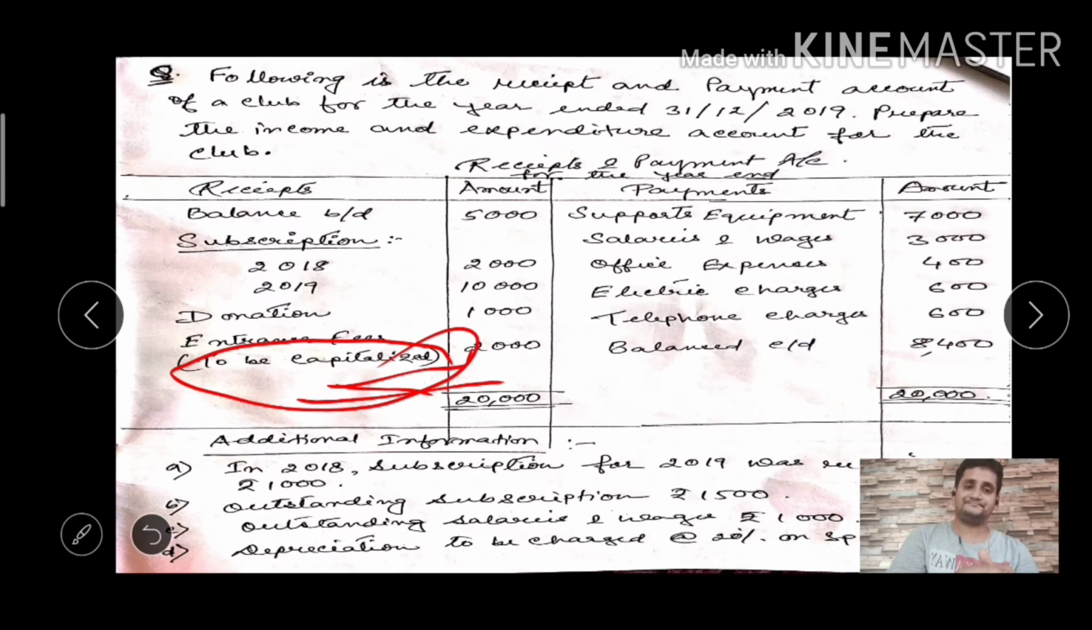Next, on the payment side, sports equipment is given, salaries and wages, office expenses, electric charges, telephone charges and pension.